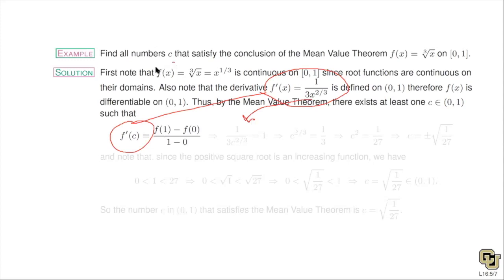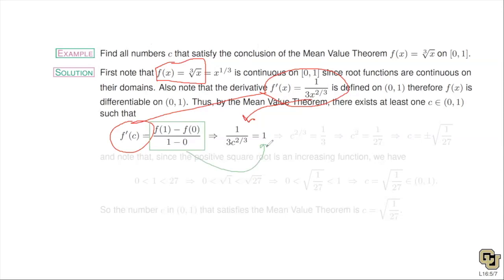f of 1, I'm looking at this function here, f of x, and using that to calculate. f of 1 will be the cube root of 1, which is 1. f of 0 will be the cube root of 0, which is 0. So here in the numerator, I'll have 1 minus 0, or just 1, divided by 1 minus 0. So I get 1 over 1 on the right-hand side of the equation. And so I get 1 over 3 times c to the 2/3, which is just the derivative evaluated at c, is equal to 1. This f of 1 minus f of 0 stuff just evaluates to 1.